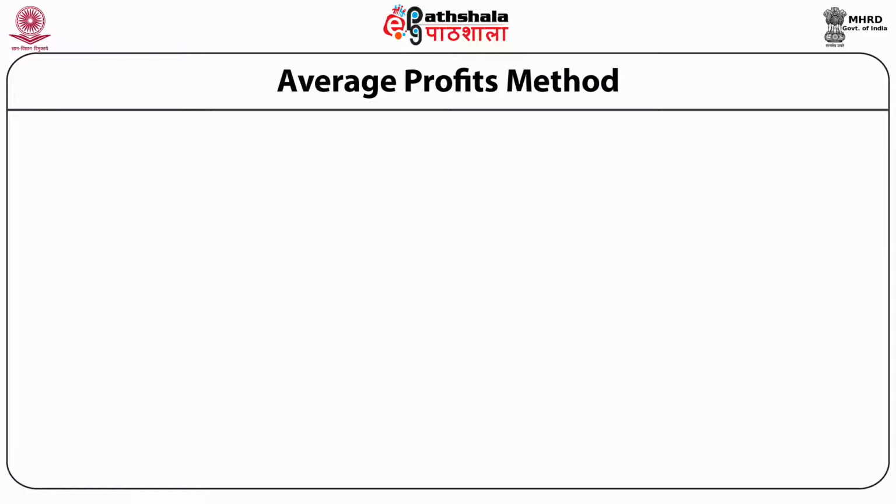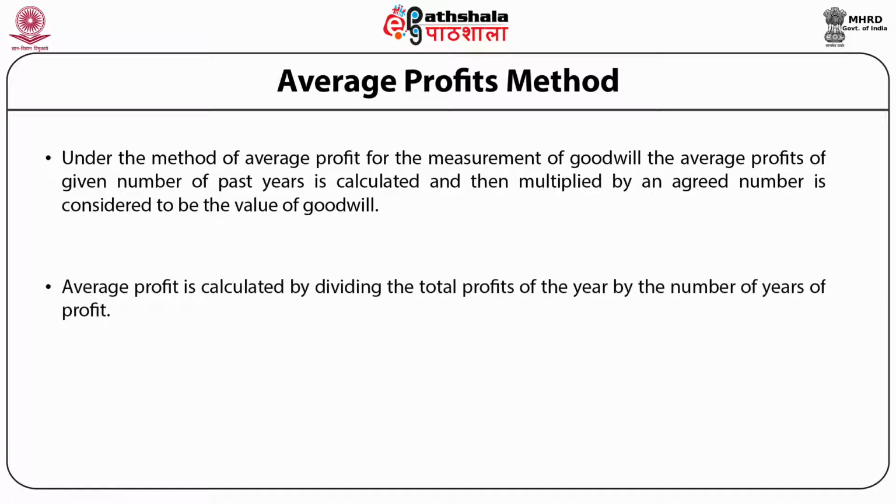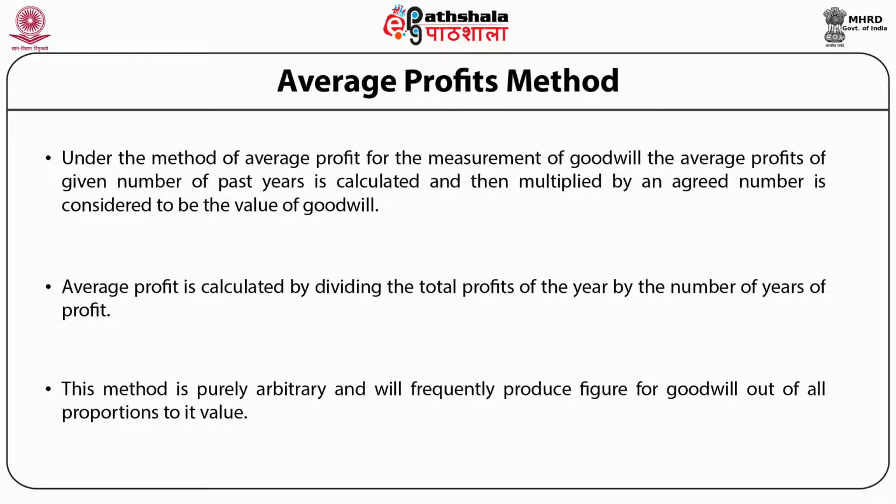Average profit method. Under this method, for the measurement of goodwill, the average profit of a given number of past years is calculated and then it is multiplied by an agreed number, which is considered to be the value of goodwill. It means value of goodwill is calculated by multiplying average profit with number of years purchase. Average profit is calculated by dividing total profit by the number of years of profit. This method is purely arbitrary and will frequently produce a figure for goodwill out of all proportion to its value.